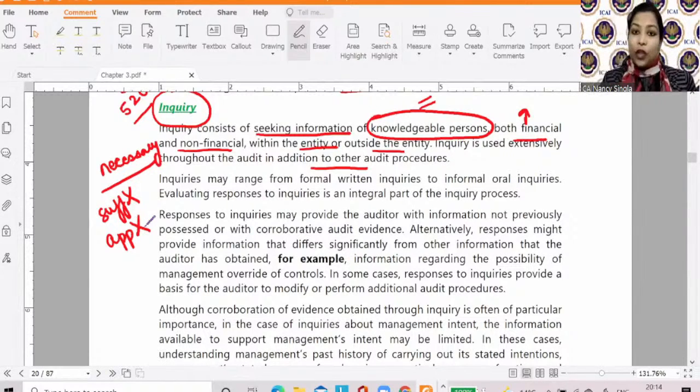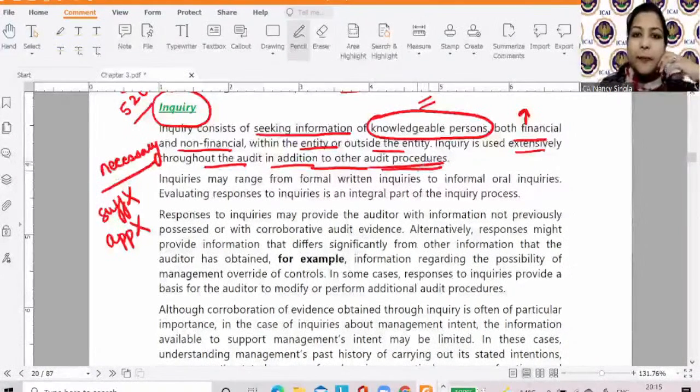The knowledgeable persons. It can be financial, non-financial. It can be within the entity, outside the entity. And see, inquiry is used extensively throughout the audit. ठीक है ना, हर चीज पूछी गई ना मैनेजमेंट से ऑडिट करते हुए, ऑडिट मैनेजमेंट ये क्यों है, ये कैसा है, ये कैसे होगा. But in addition to other audit procedures, मैनेजमेंट के कहने पे भरोसा कर लोगे तो फिर मैनेजमेंट ने फाइनेंशियल स्टेटमेंट्स तो दे ही दिया ना. So inquiry alone is not sufficient appropriate audit evidence.